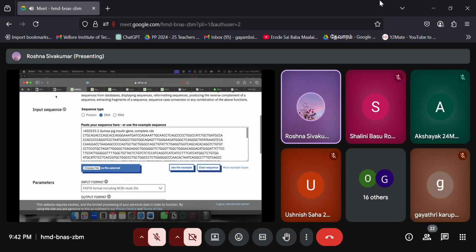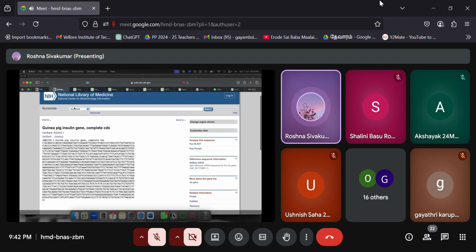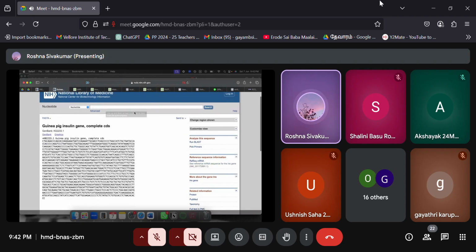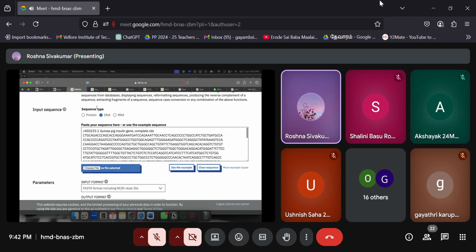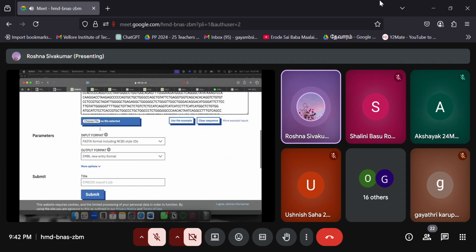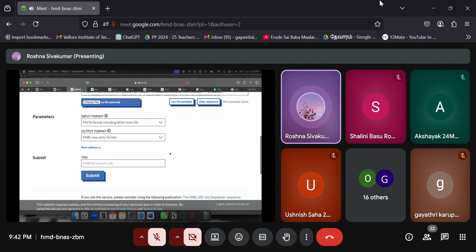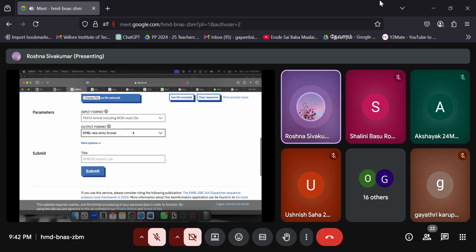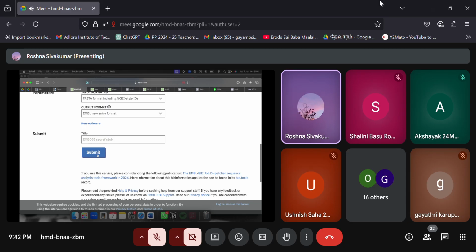I think in the previous session you all learned how to use NCBI and get a nucleotide sequence, right? I literally typed guinea pig insulin and this showed up. I typed FASTA and this came up, and I have copy pasted that into EMBOSS Seqret. Now I'm going to say my input is in the FASTA format and I want it in the EMBL format. About the formats, please don't worry. There are multiple formats, and even after doing bioinformatics, I'm still confused about how they look. But EMBL is a common format. Okay, that's it. And we'll submit.